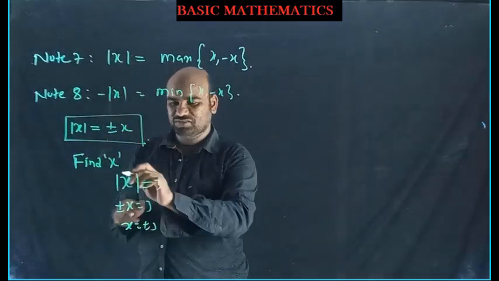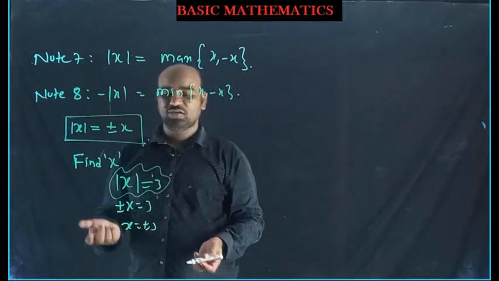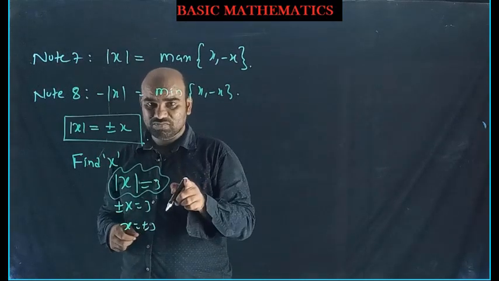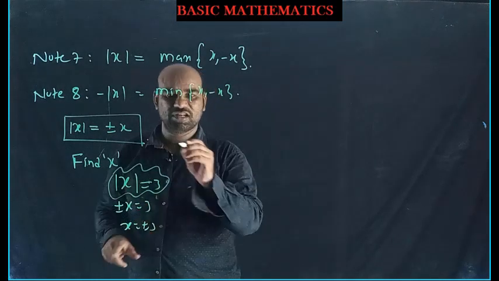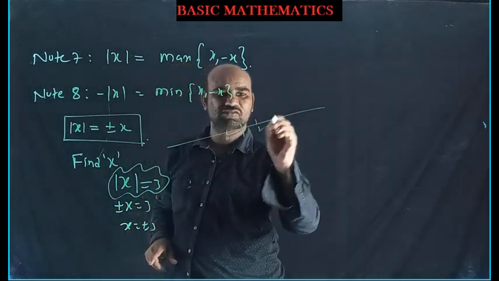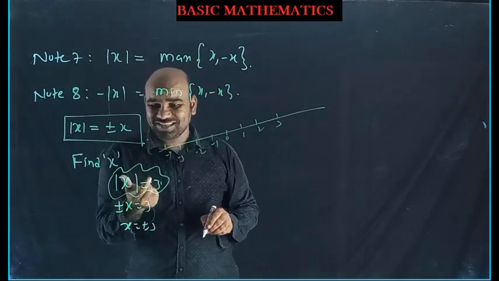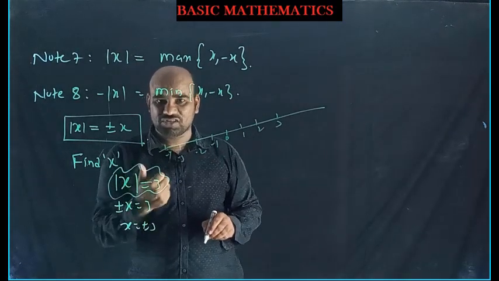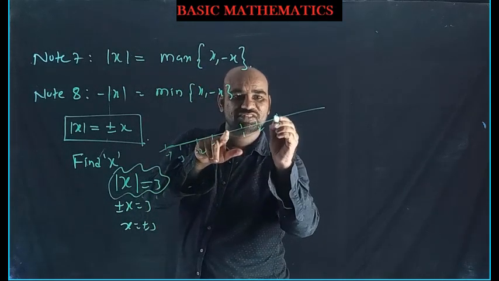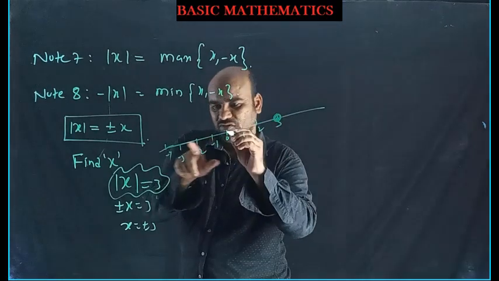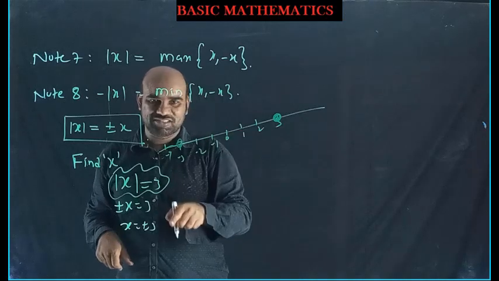Geometrical meaning of this. Mod x equal to 3 means you got x equal to plus or minus 3. But geometrical meaning: the distance from origin to a real number x should be 3. Number line: 1, 2, 3, minus 1, minus 2, minus 3, minus 4. It is saying the distance from origin to x is 3 units. 3 units means your x may be 3, your x may be minus 3. That's why mod of x equal to 3 means 3 or minus 3. Geometrical meaning is important.